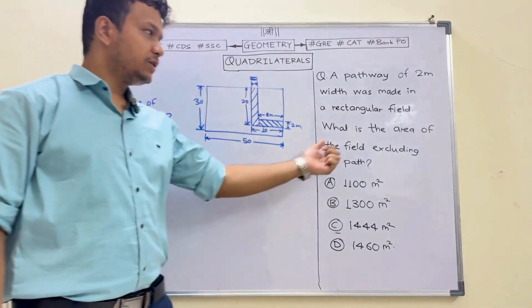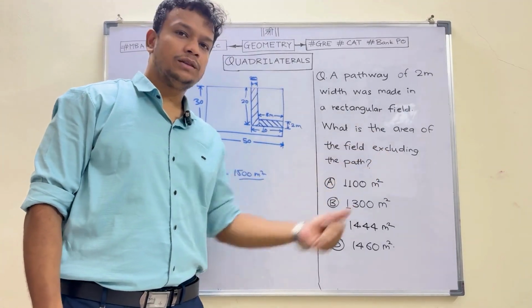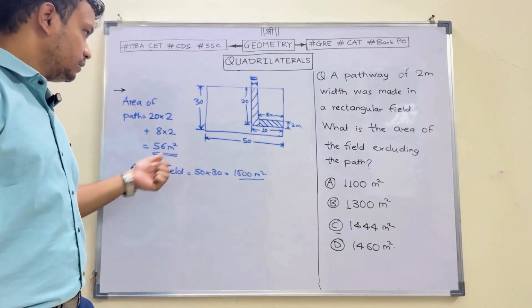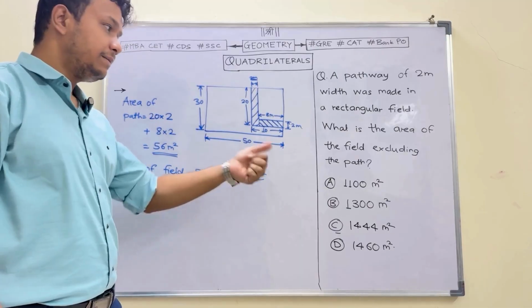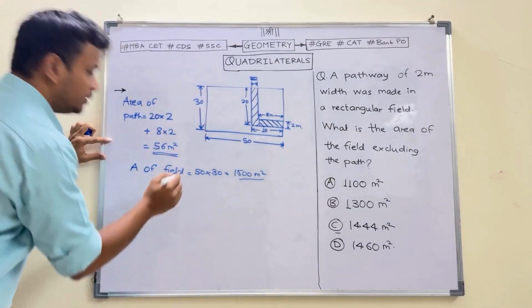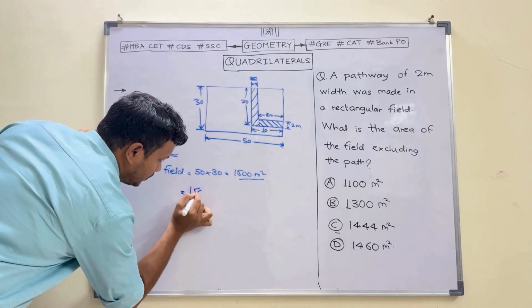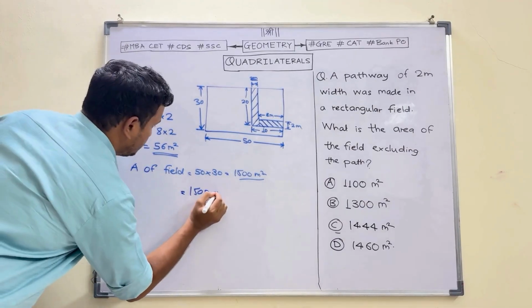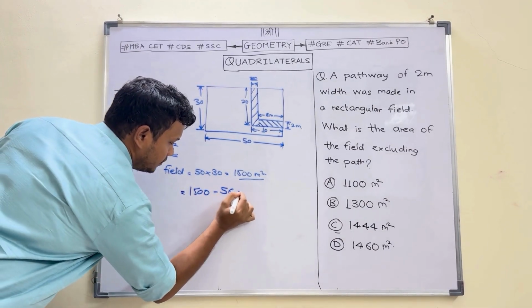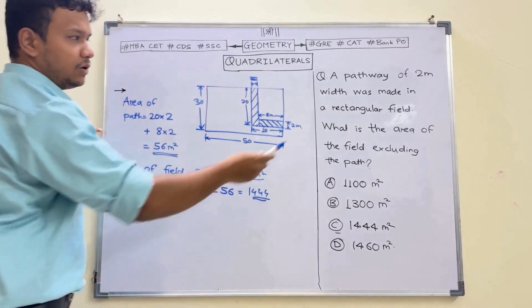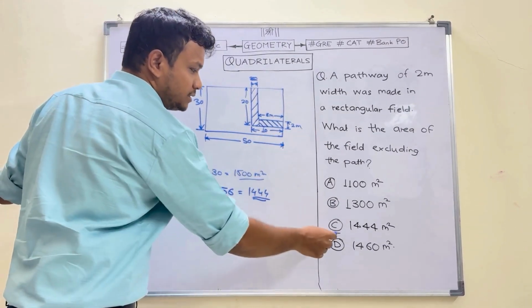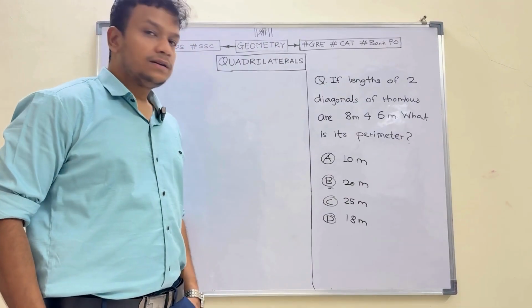So what they have asked in the question, what is the area of the field excluding the path? So if I subtract this area of path from the area of the total field, I'll get my answer, correct? So I'll just do the calculations. It will be 1500 minus 56, which is 1444, which is my final answer for the area of the field excluding the path, option C. Okay, so now let's look at another question.